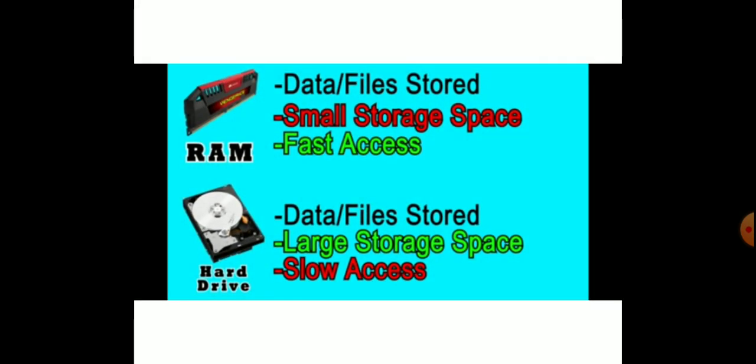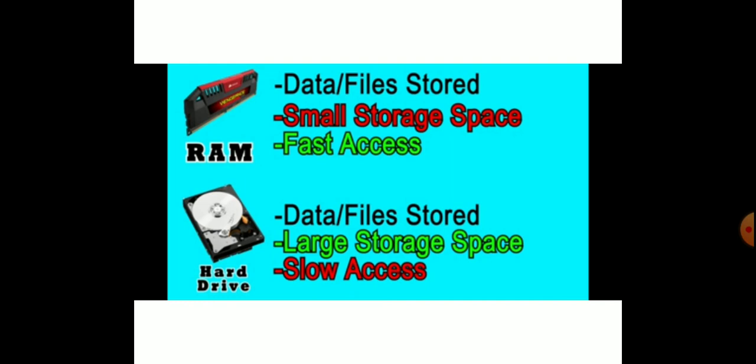Here I give you the differentiation of the RAM and the hard drive. See here, as I said earlier, RAM has small storage space. It is a temporary storage device. It can store only a few data.